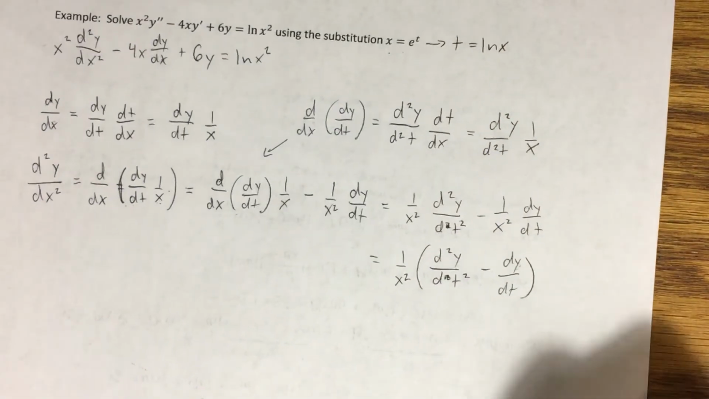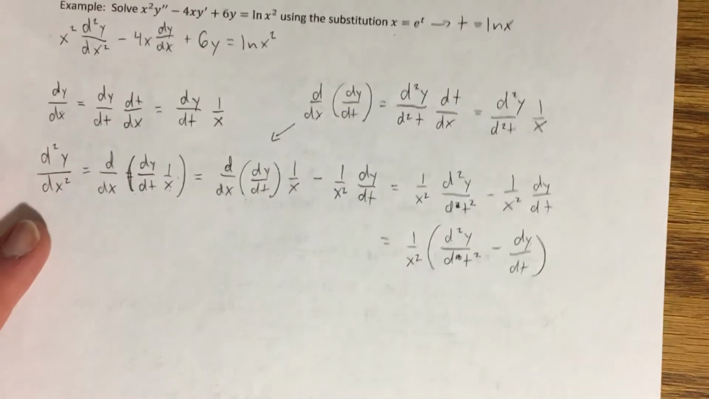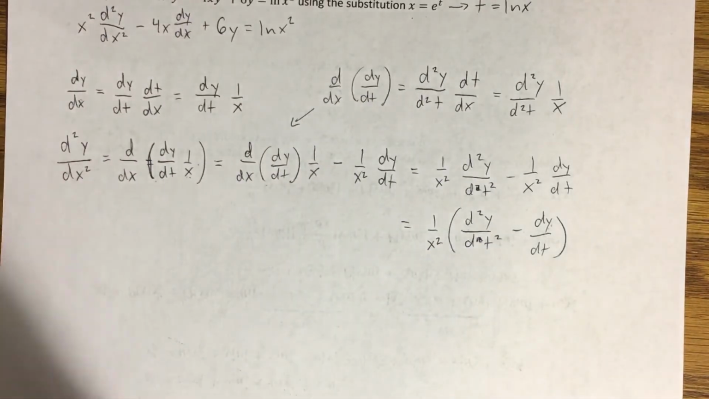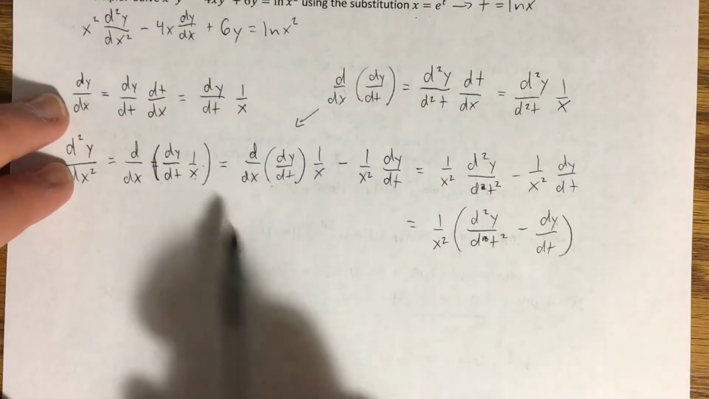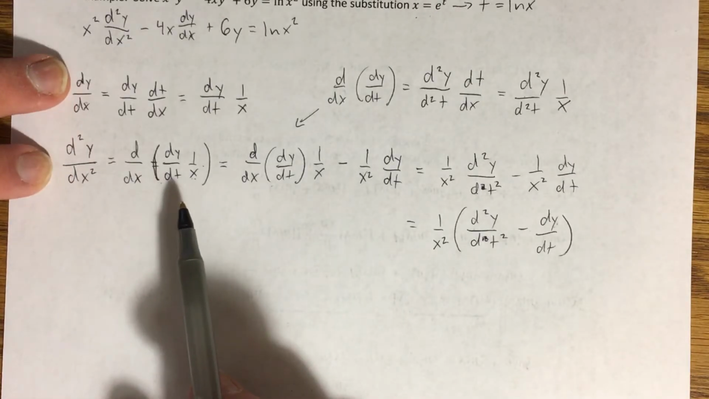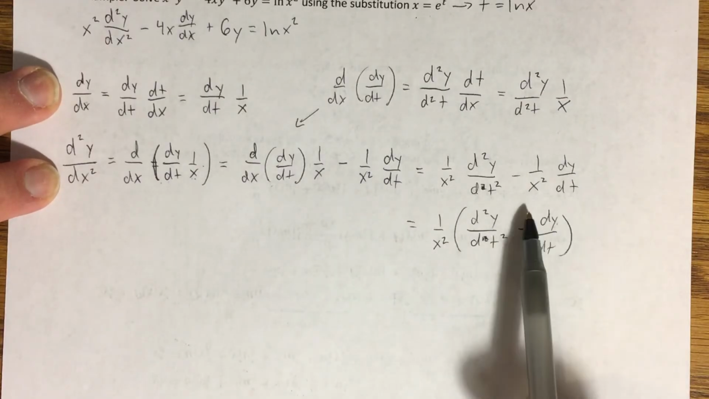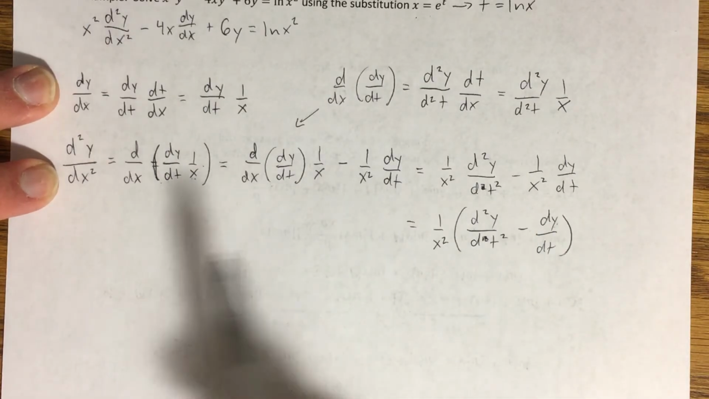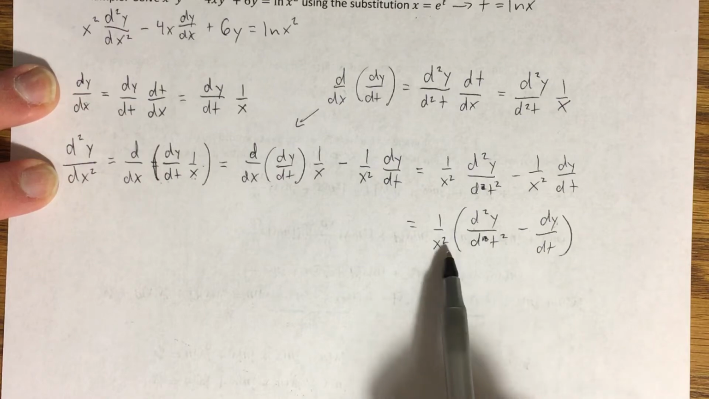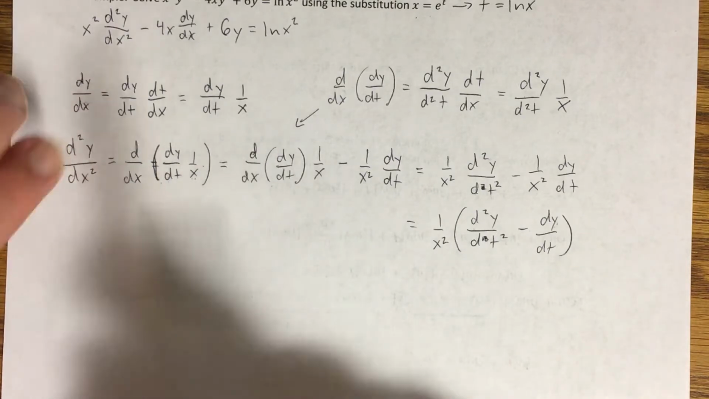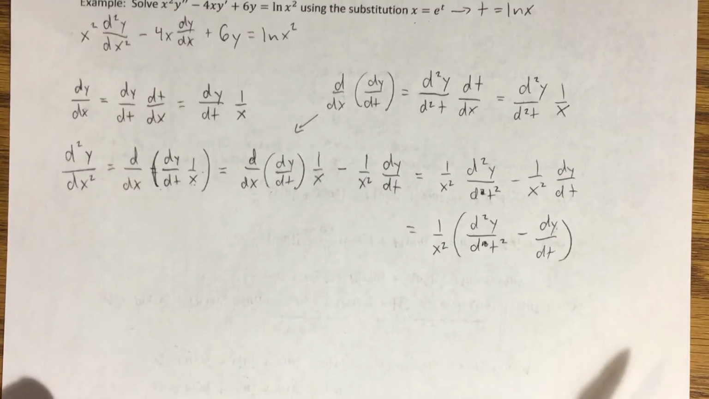The point of that is, I know that was a lot of setup, but now what I can do is put in place of my dy dx and my second derivative of y with respect to x expressions that only involve derivatives of y with respect to t. And then I have this term that still has an x in it here and here, but we're going to see those cancel themselves out.